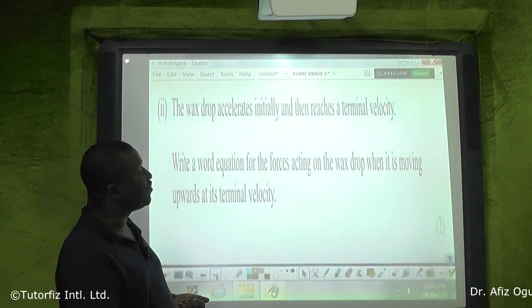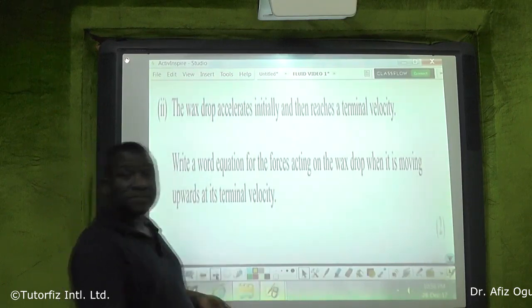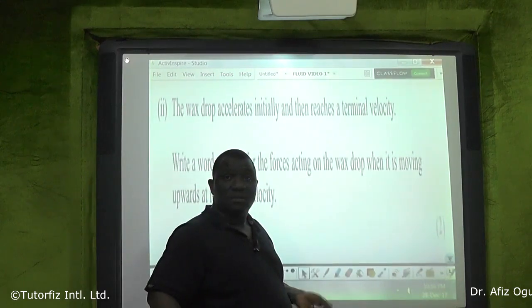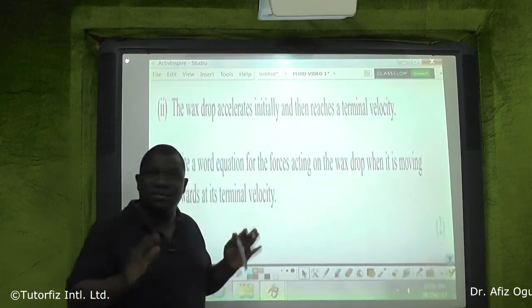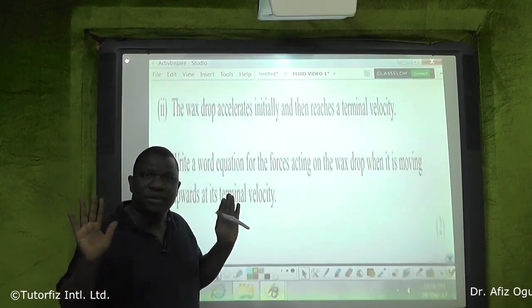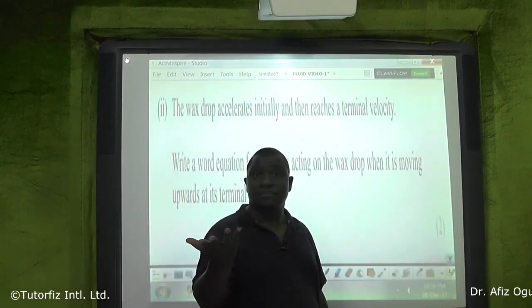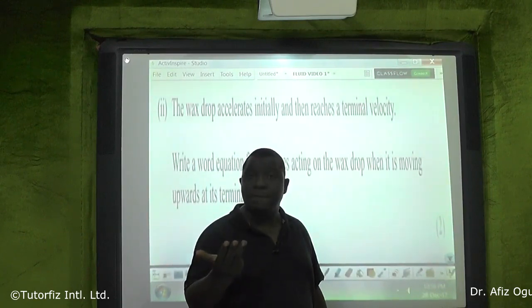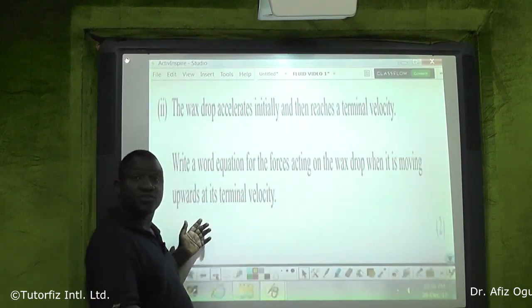Write a word equation for the forces acting on the wax drop when it's moving upward at its terminal velocity. When it's at terminal velocity, what happens? As it is moving up, there's a third force. When it was at rest, there were just 2 forces, weight and up thrust. But as it is moving up, a third force is introduced. Don't forget the drag force, because it's moving through fluid now. A third force is introduced called the drag force.